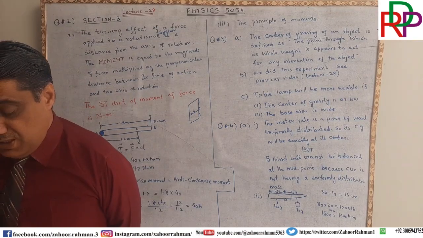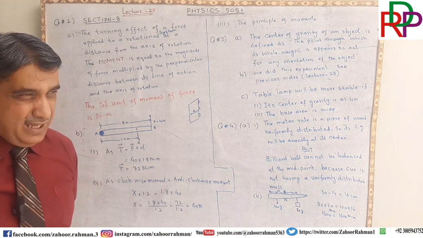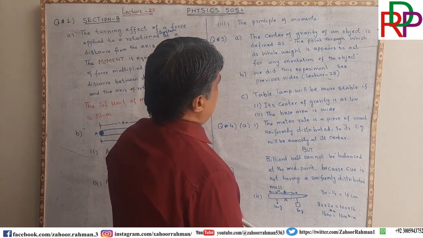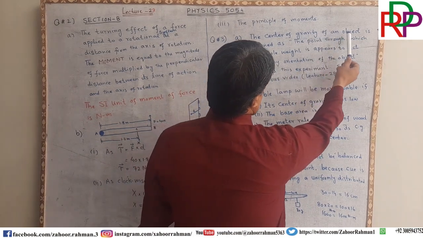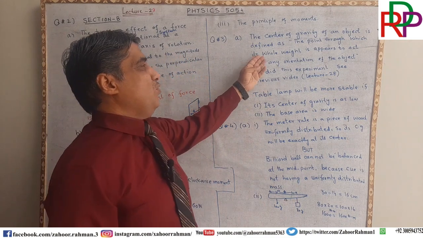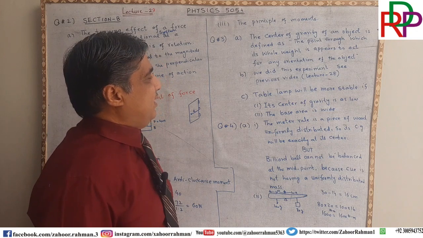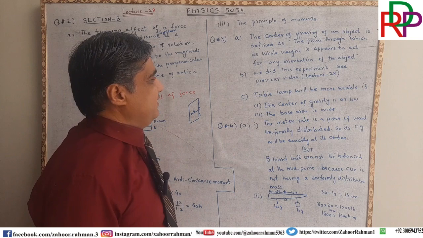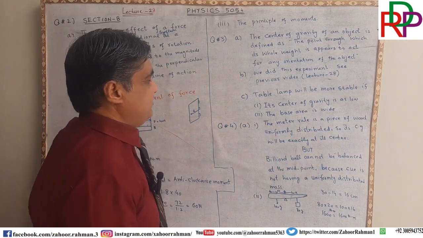Question number 3 is asking what is meant by the center of gravity of an object. We talked about the center of gravity in the previous lecture. So the center of gravity of an object is defined as the point through which its whole weight appears to act for any orientation of the object, whether clockwise or anti-clockwise. We discussed that in greater detail.